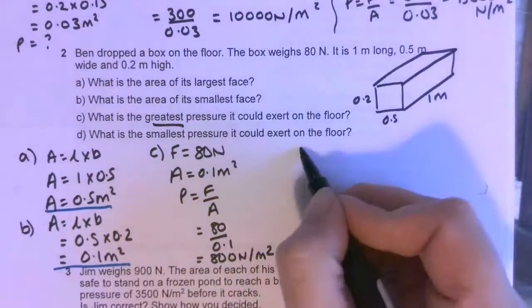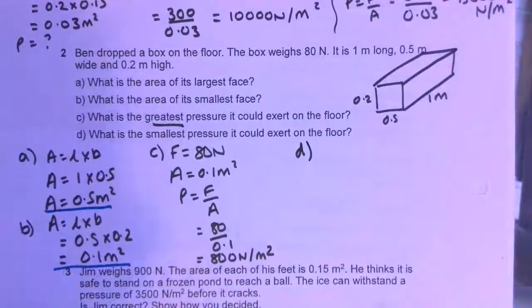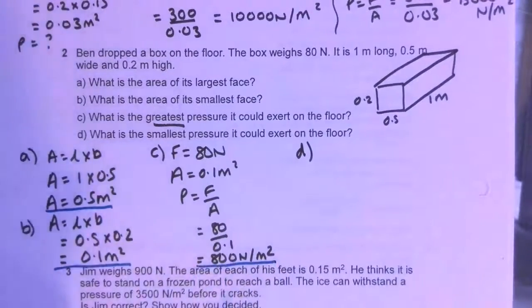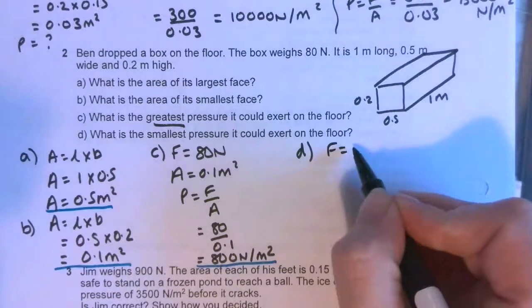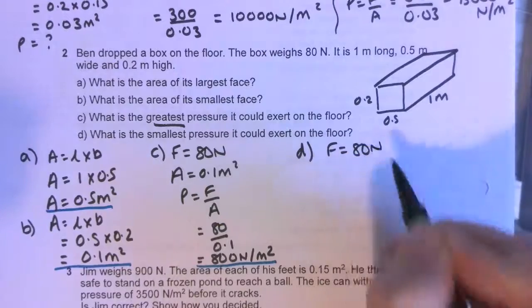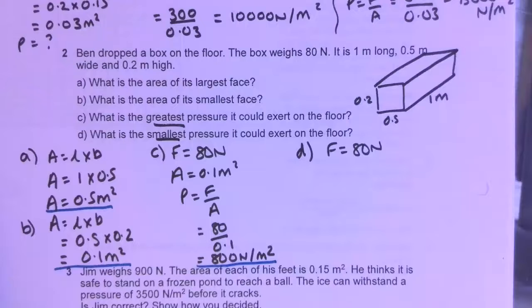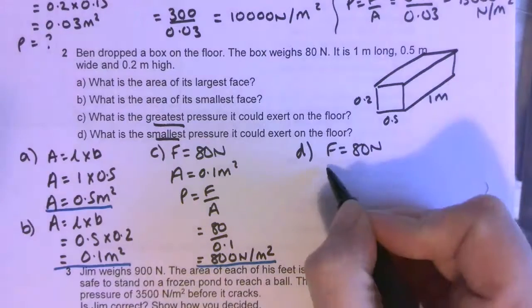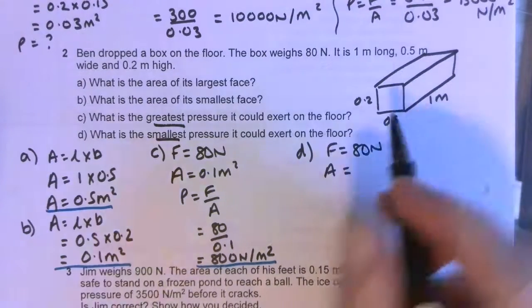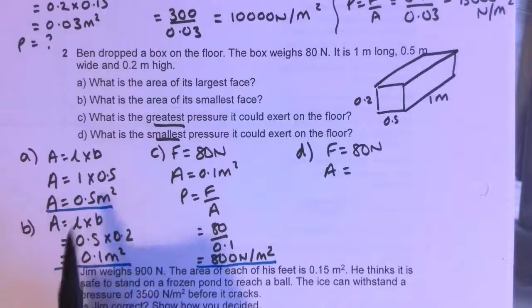Okay, part D. The smallest pressure, so again it's still the same weight, so the force is still the same, that's 80 newtons. The smallest pressure is going to come whenever it is sitting on its biggest face, because you're spreading out all that force over as big an area as possible. So the area we need to use here is the area of the biggest face, which we had figured out was 0.5.